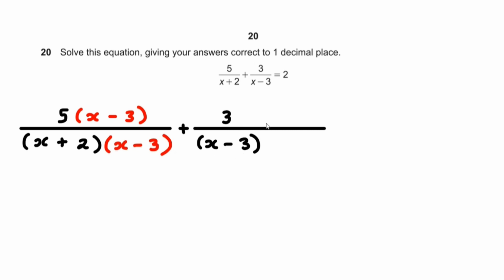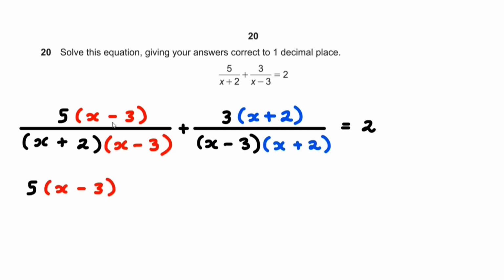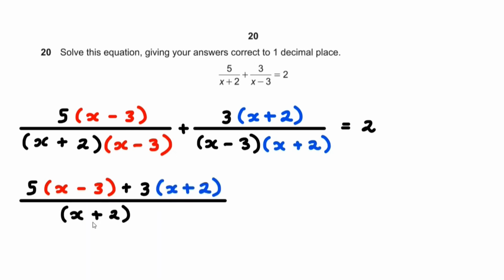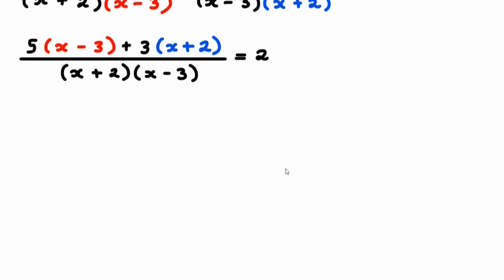And if I multiply both the numerator and the denominator by x plus 2, we end up with this result here, which is equivalent to this. And this is equal to 2. So I've got 5 multiplied by x subtract 3 plus 3 multiplied by x plus 2 all over x plus 2 multiplied by x subtract 3 equals 2. I'll now need to find out what x is.